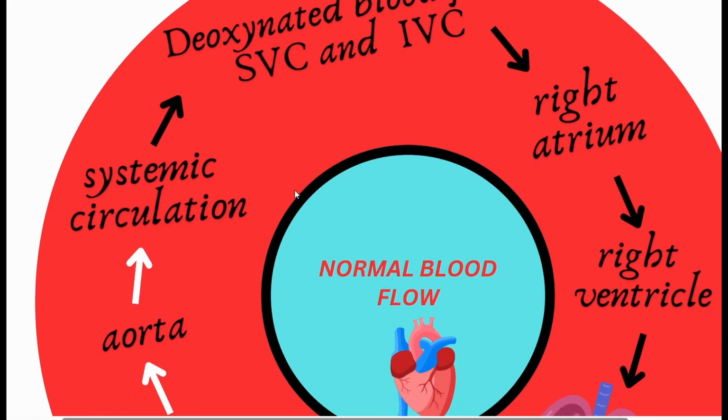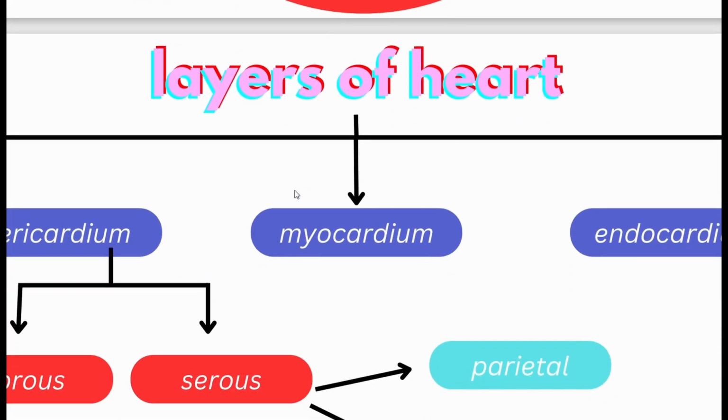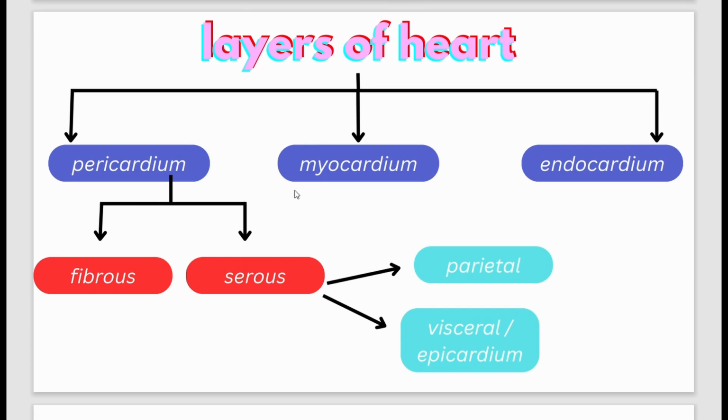So now let's learn the layers of the heart. This is a very basic topic that you are going to learn in this class, and I make sure that you are perfect in this. So there are three layers of the heart. We all know it, right? First one is pericardium, second one is myocardium, and the innermost layer which covers the heart is called endocardium.